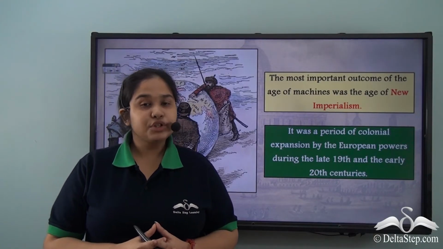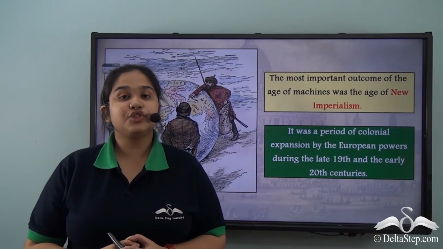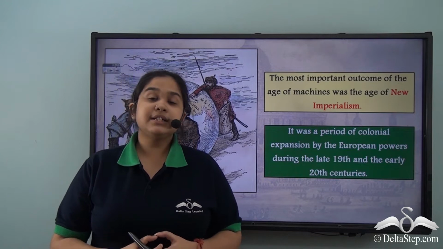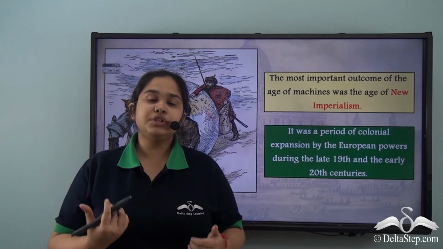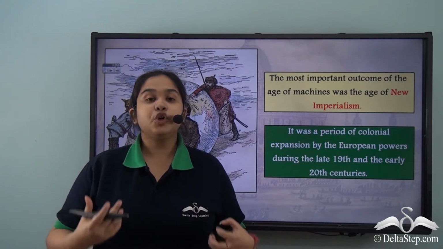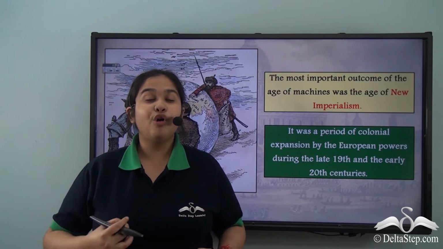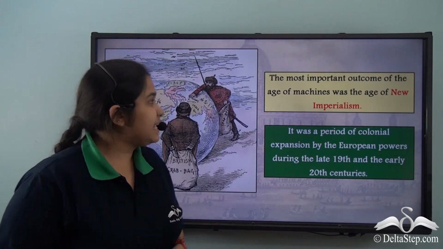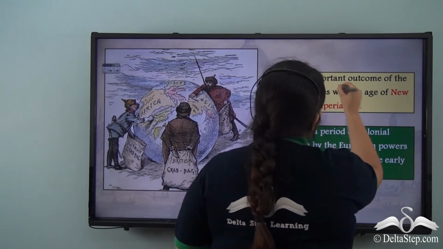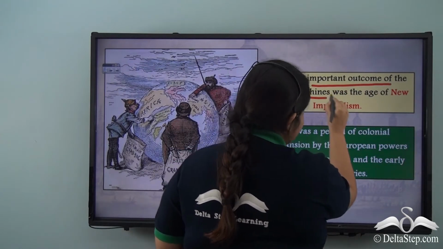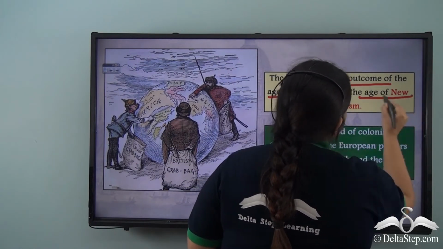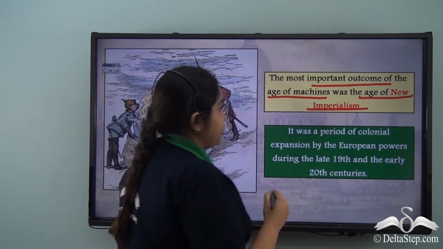There were several outcomes of the age of Industrial Revolution. But the most important outcome was that of colonization and the age of imperialism. So we see that one of the most important outcomes of the age of machines was that it gave rise to the age of new imperialism.